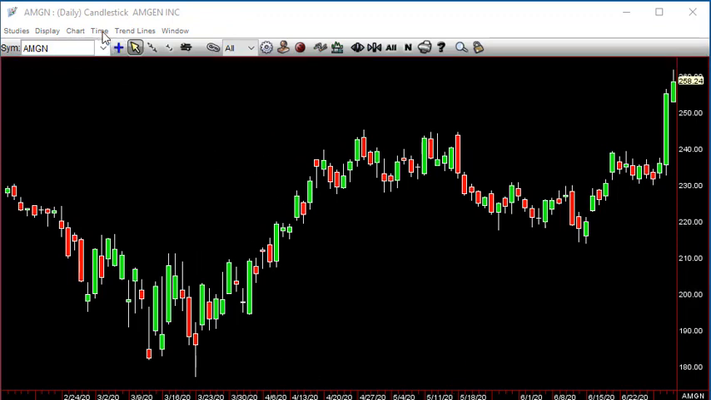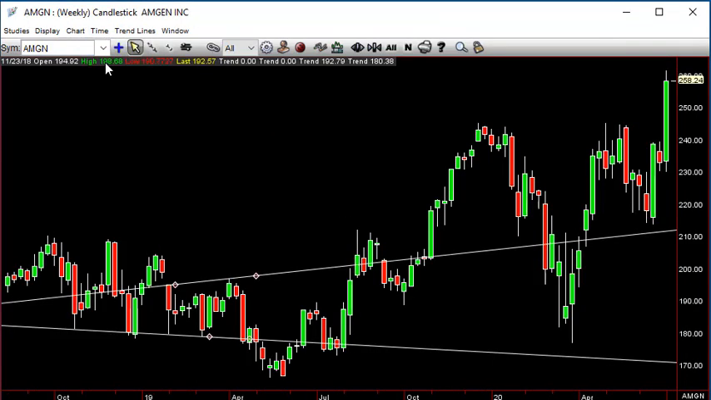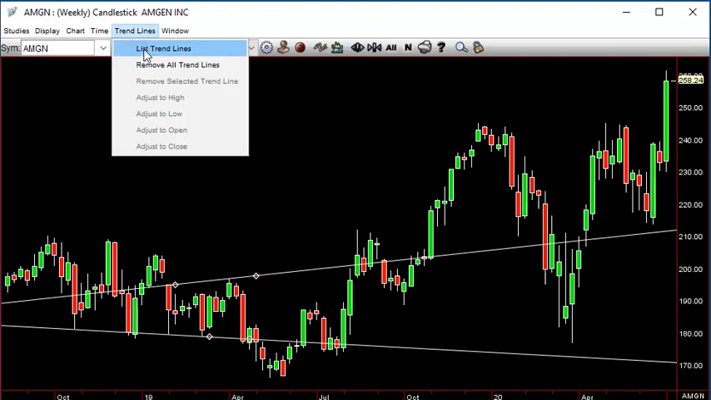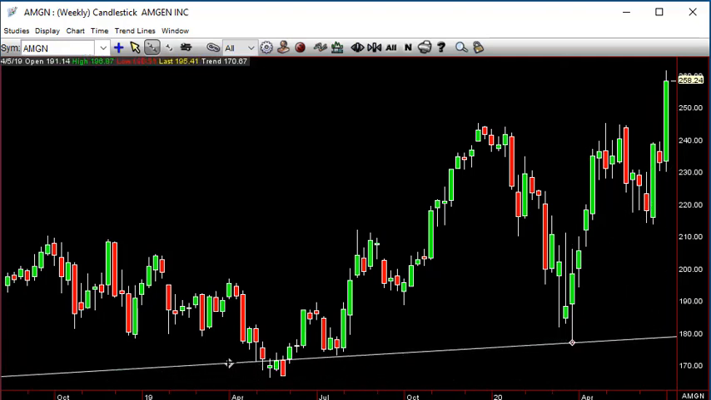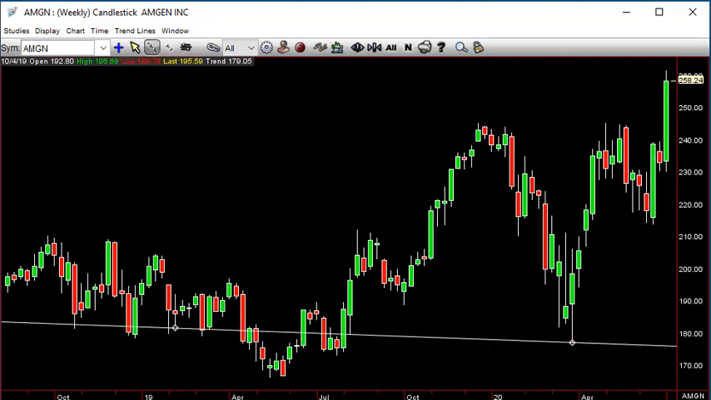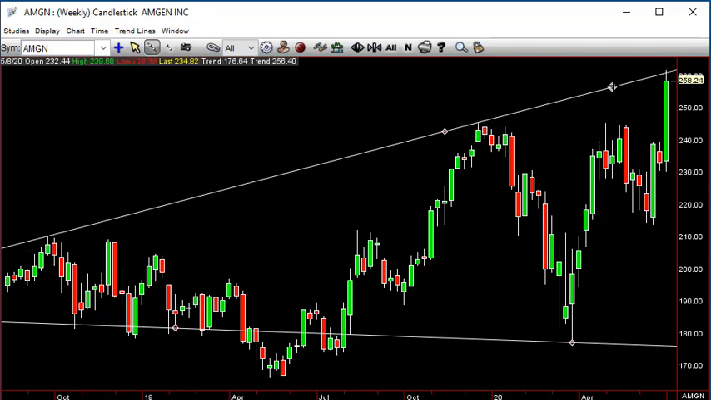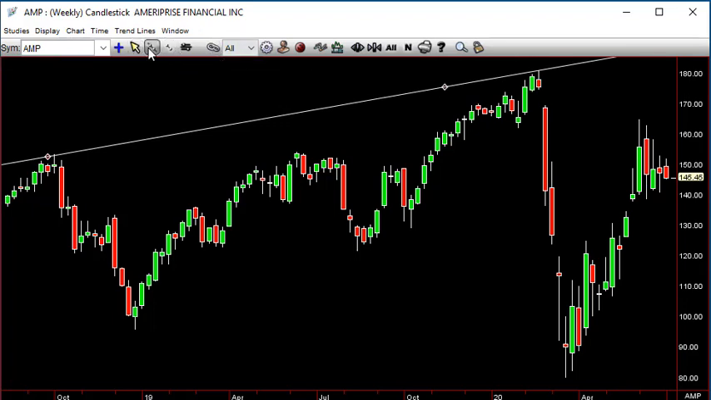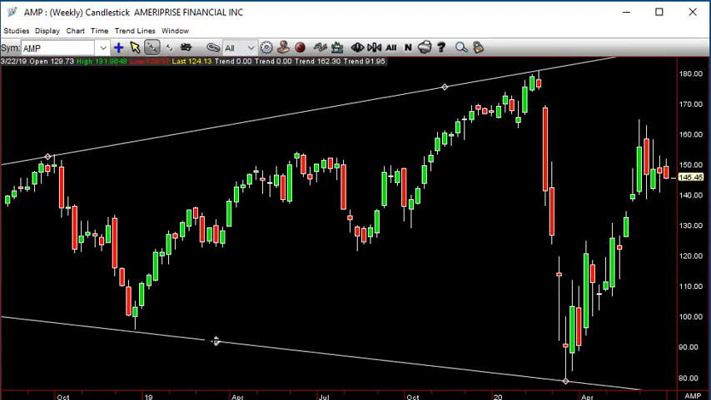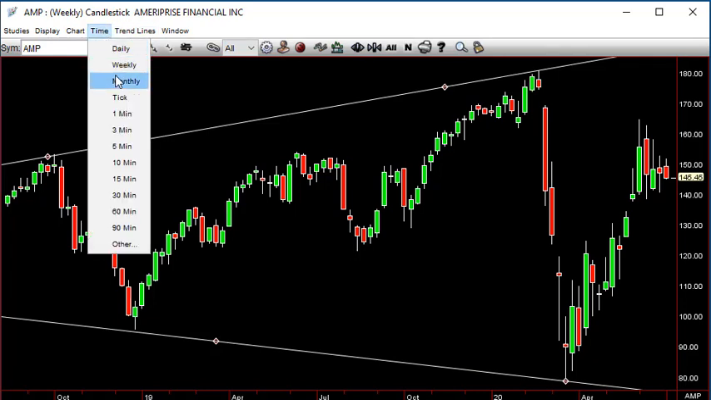Amgen. Like so. Ameriprise Financial. You're going to see this series. Higher high, lower low. Higher high, lower low. Higher high, lower low. Like so.